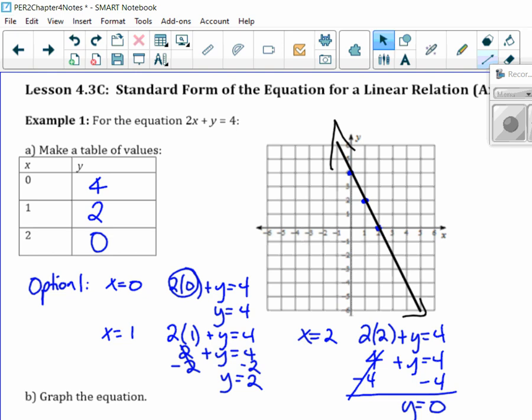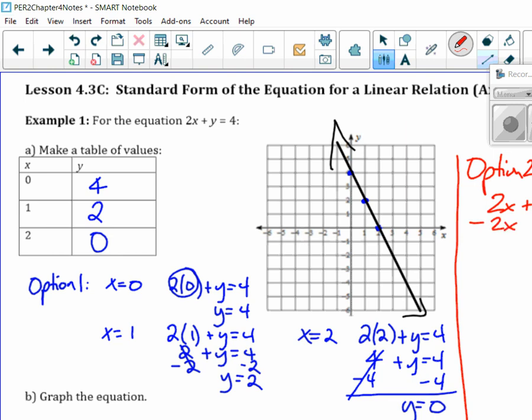All right, I'm going to show you option 2. I'll write it in a different color. Option 2 is to solve for y first. So 2x plus y equals 4, meaning I want to get it in the form y equals, so then I can just pretty much do mental math after that. So subtract 2x. I get y equals minus 2x plus 4. So now that we have it in that form, all we have to do is plug my x values in, and you can pretty much do that in your head.